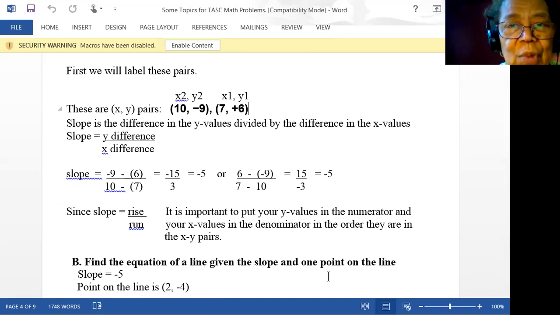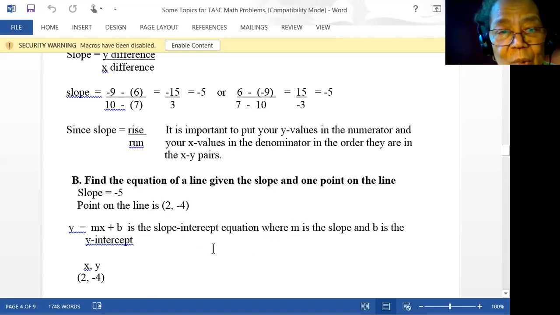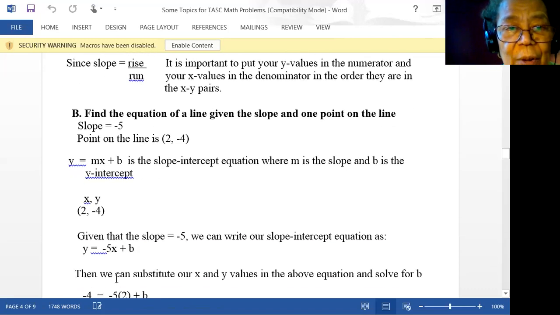Now, let's go to how we find the equation of a line if we have the slope and one point on the line. Look at what we have here. The slope is minus 5. The point on the line is 2, minus 4. That means x is 2, y is minus 4. Now, our slope-intercept equation is y equals mx plus b. m is the slope, b is the y-intercept. And our point is x is 2 and y is minus 4.